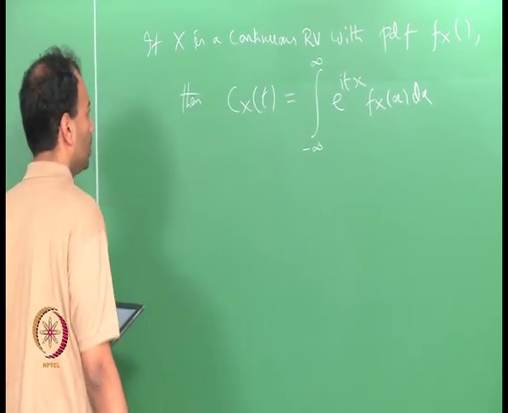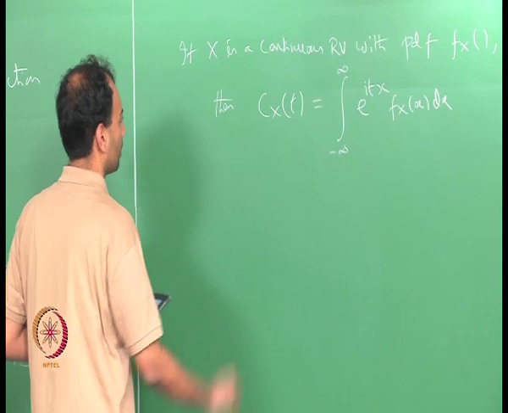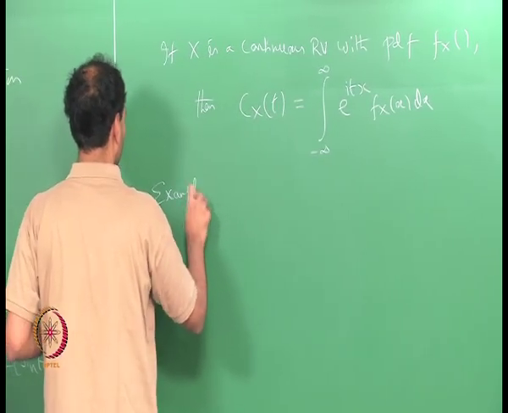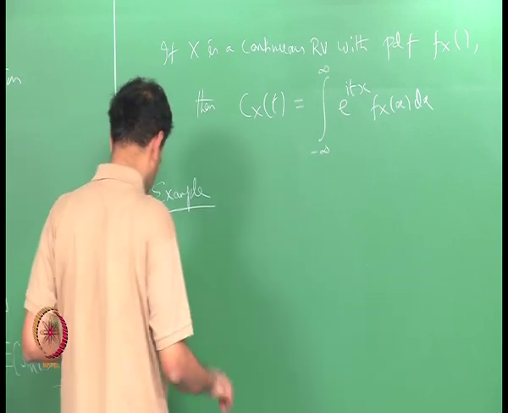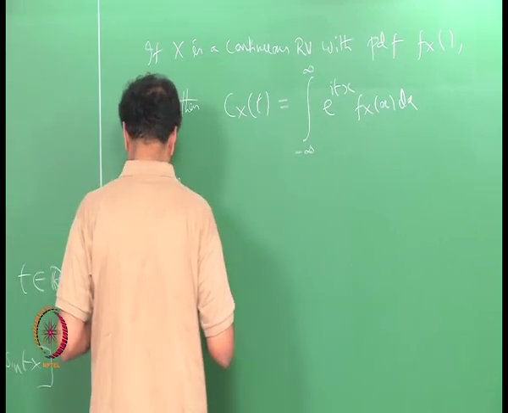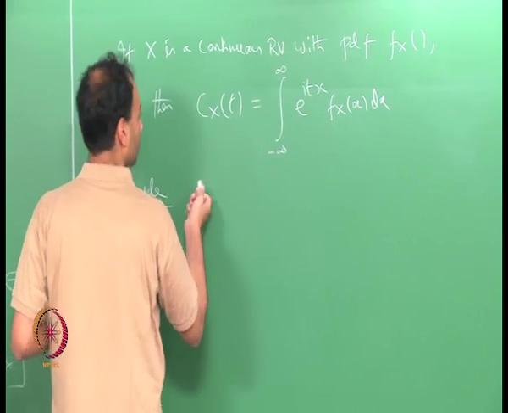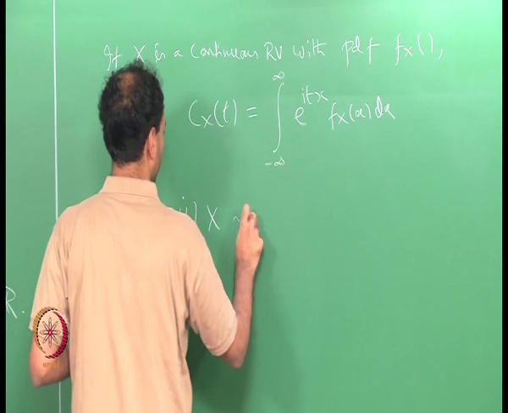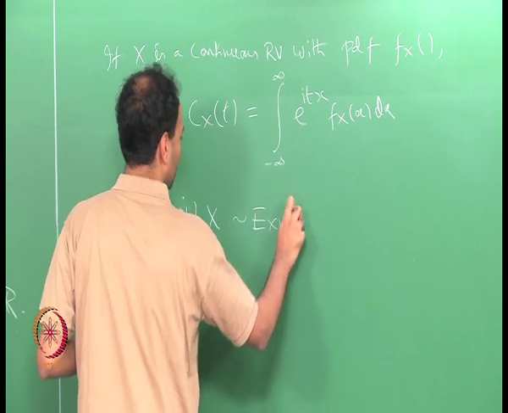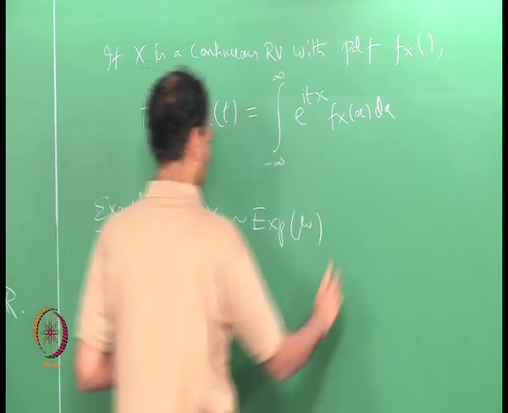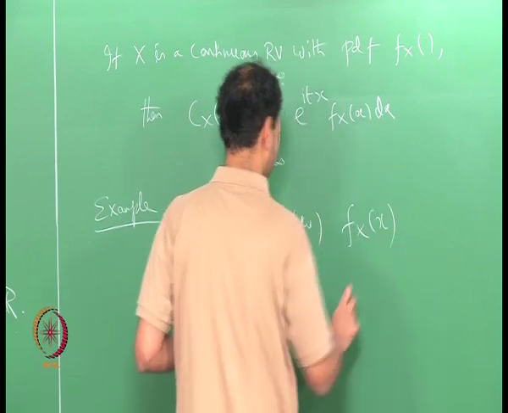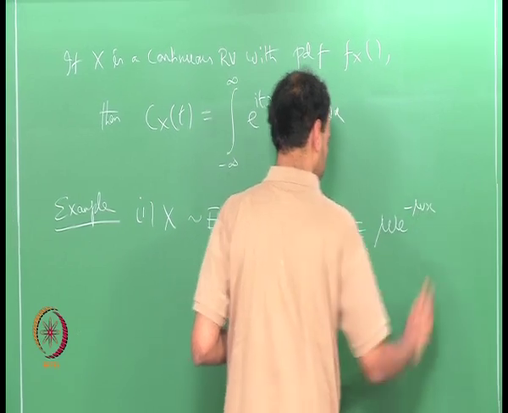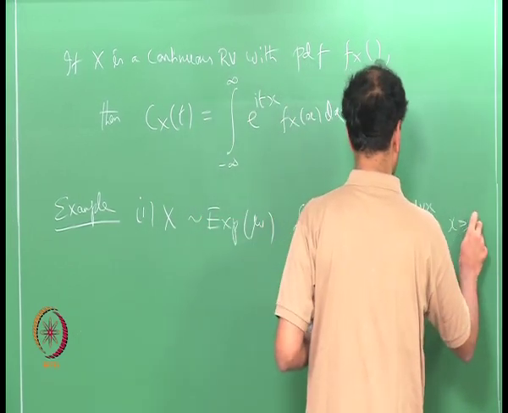So, there is one thing I want to point out. Let me just give an example, so my point will be clear. Let us say X is exponential with parameter mu, so f_X(x) is mu e^(-mu x) for x greater than or equal to 0.